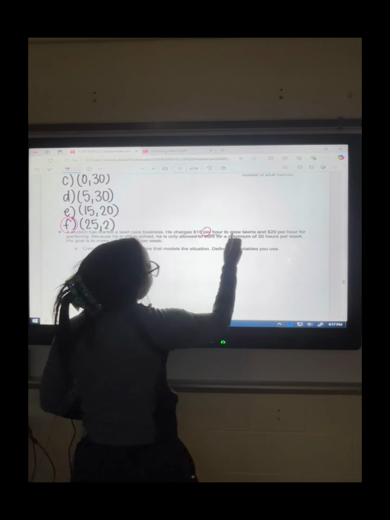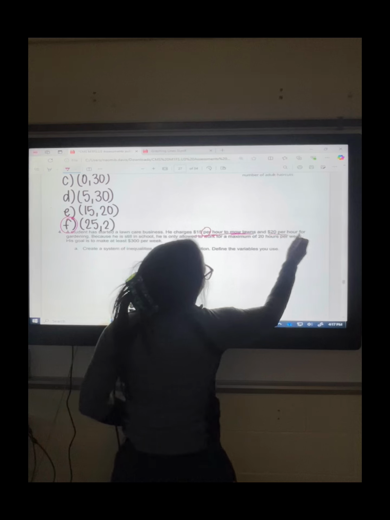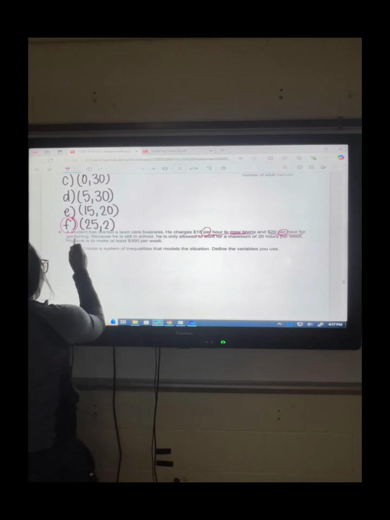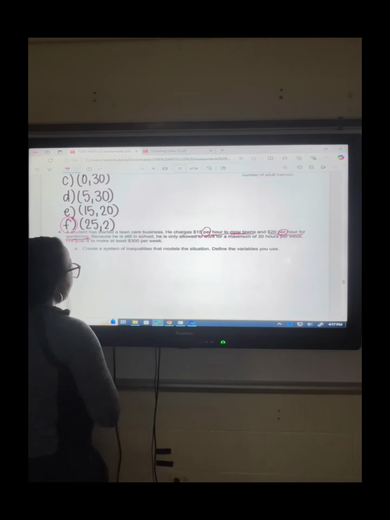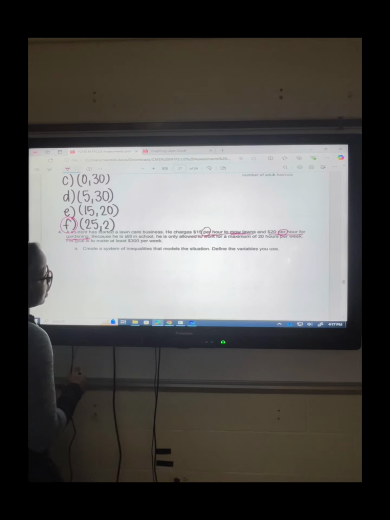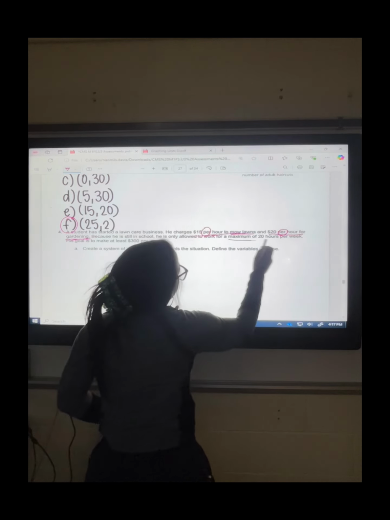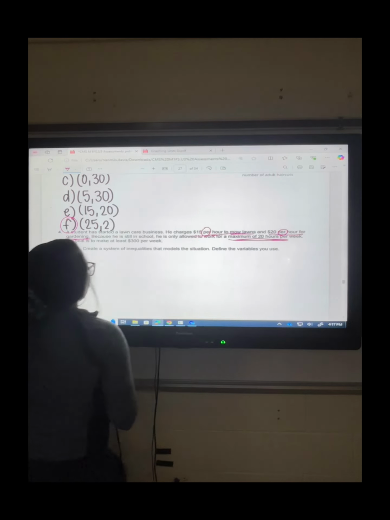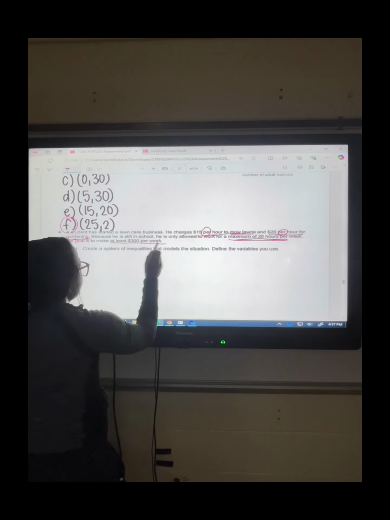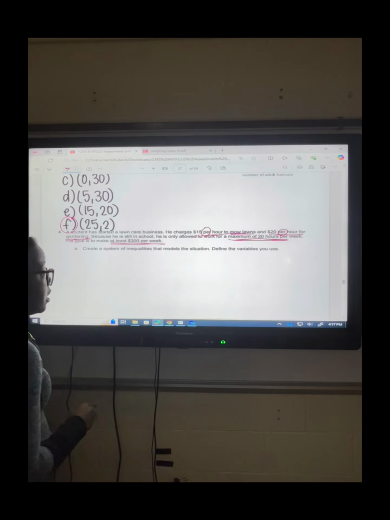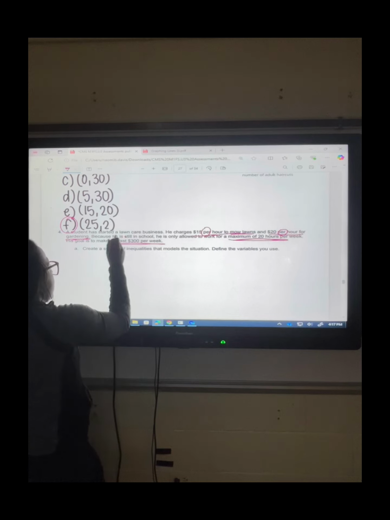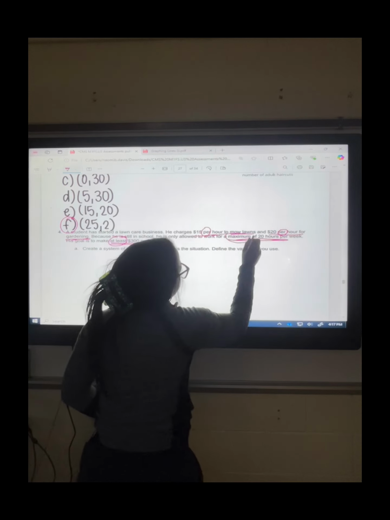$15 per hour to mow lawns and $20 per hour for gardening. So we're talking about 2 things. Because he's still in school, he's only allowed to work for a maximum of 20 hours per week. His goal is to make at least $300 per week. Very important words, at least and maximum.